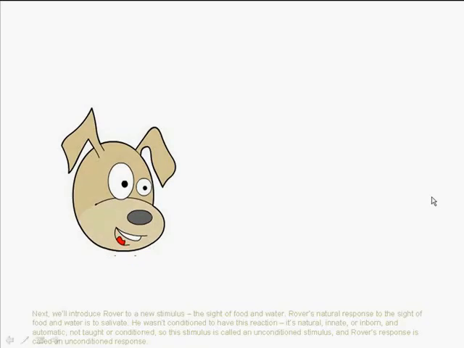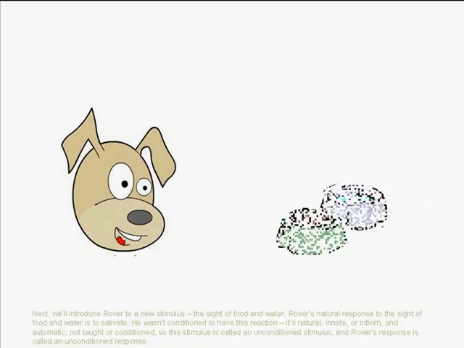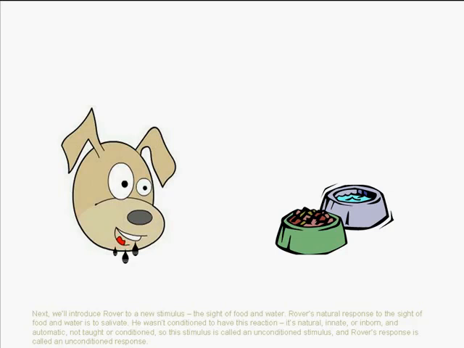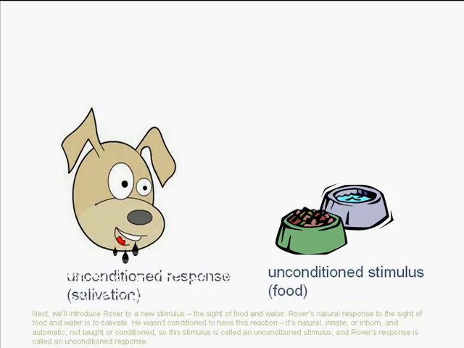Next, we'll introduce Rover to a new stimulus, the sight of food and water. Rover's natural response to the sight of food and water is to salivate. He wasn't conditioned to have this reaction. It's natural, innate, or inborn, and automatic, not taught, not conditioned. So this stimulus is called an unconditioned stimulus, and Rover's response is called an unconditioned response.